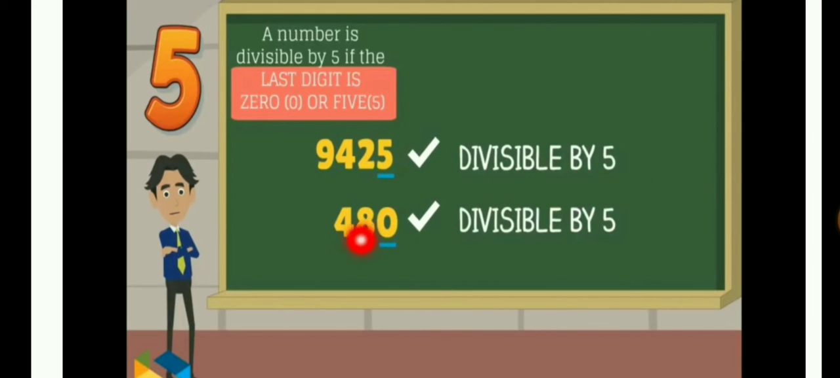See the next one, 480. The units place digit, that means the last digit, is 0. So here 0 and here 5. So both the numbers are divisible by 5. For example, 126. The units place is 6. So the number won't be divisible by 5.